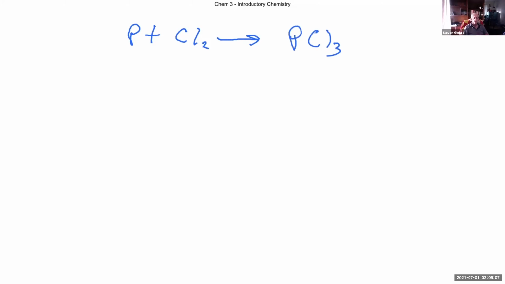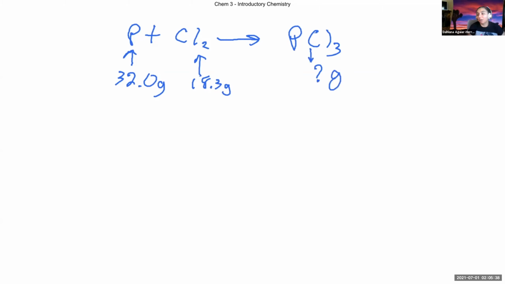Okay. Let's say we're going to have, I have to make up some numbers here, 32.0 grams of phosphorus. And we're going to react it with, say, less grams of this, 18.3 grams of chlorine.